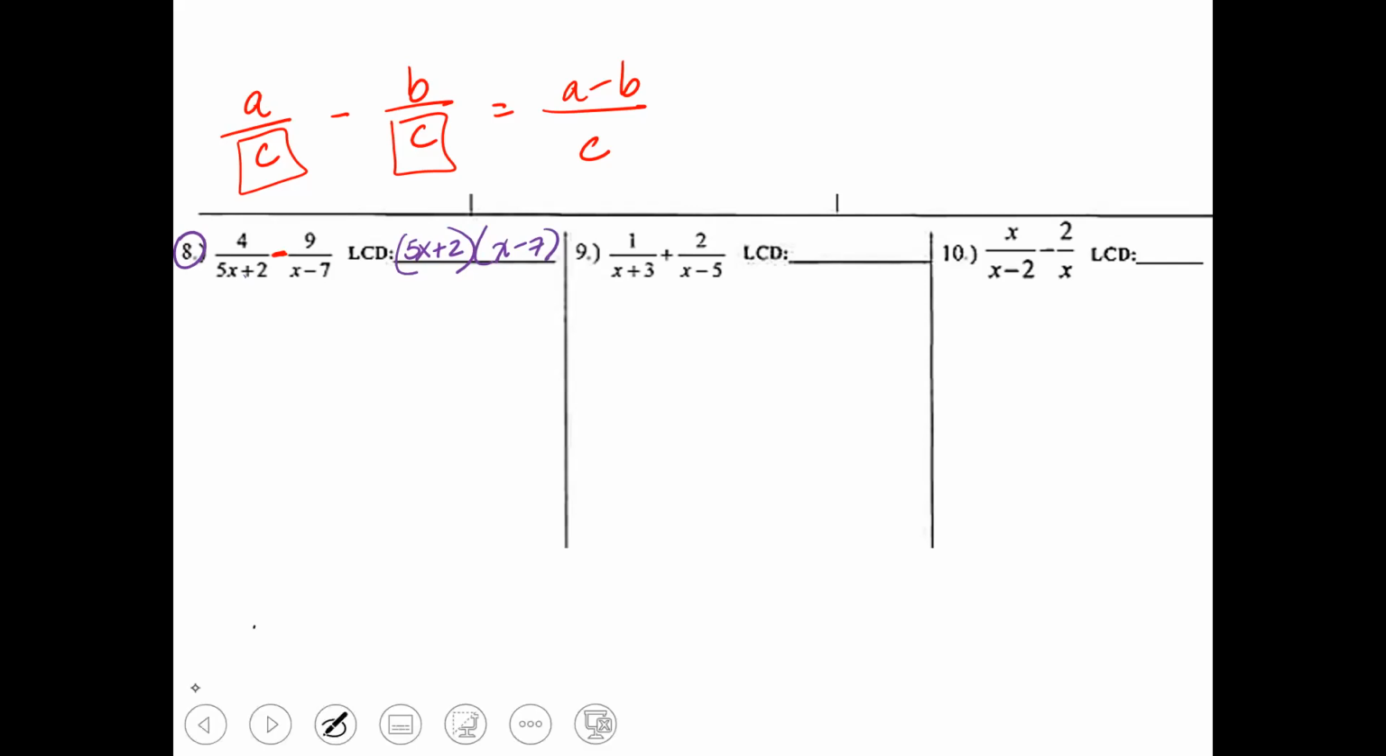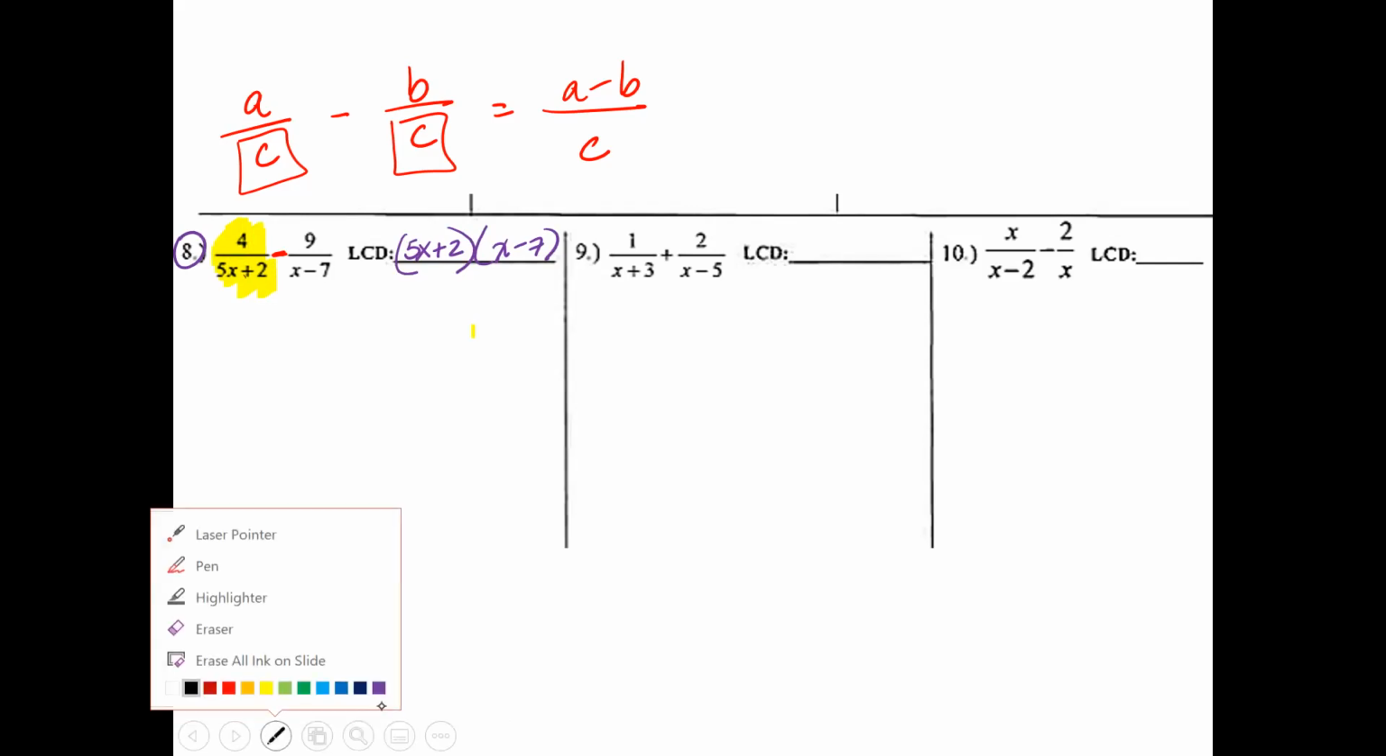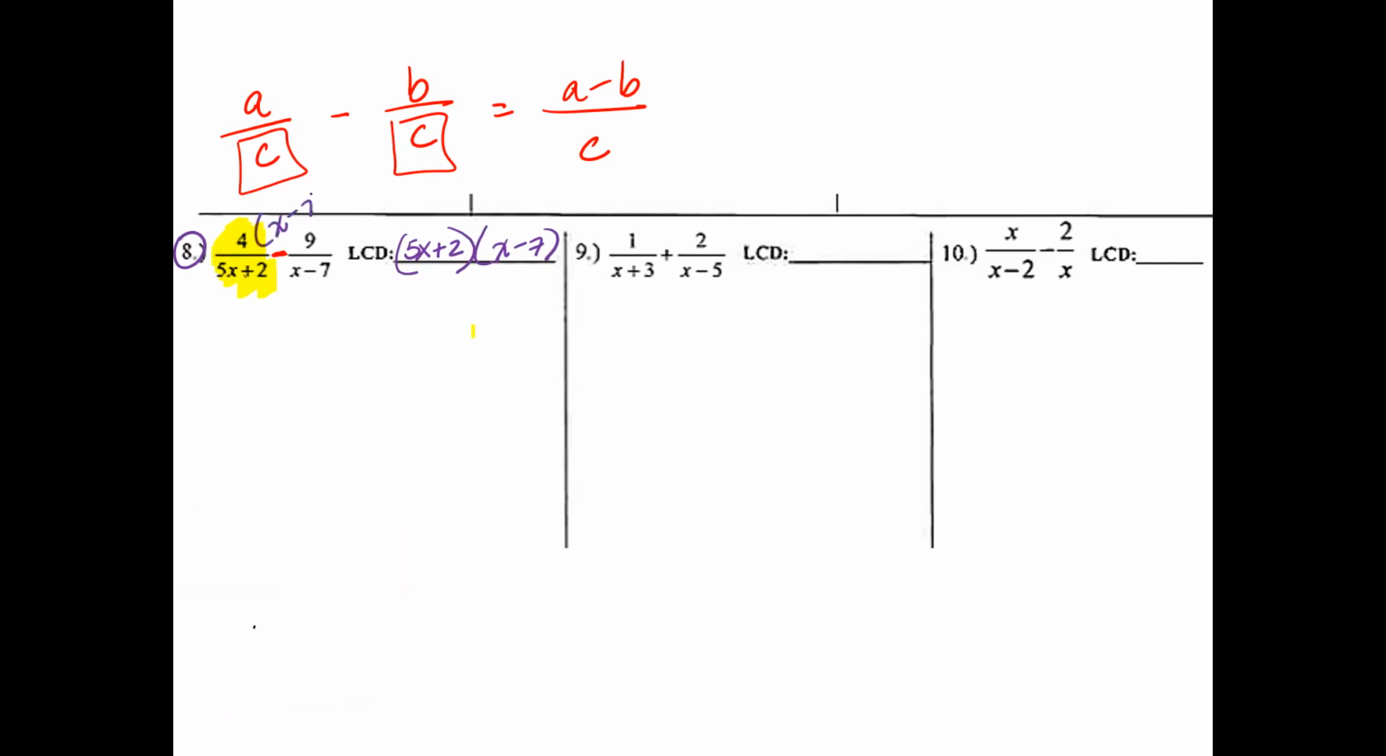And then you're gonna ask yourself, what do I need to multiply on my first fraction? And my first fraction is right here in yellow. What do I need to multiply that so I have the lowest common denominator? Well, you should be able to see that you are missing x minus 7. So then multiply x minus 7, top and bottom. If I do that, I'm going to distribute that 4, which will give me 4x minus 28 on top, 5x plus 2, x minus 7 on the bottom. Okay, that's my new fraction now.